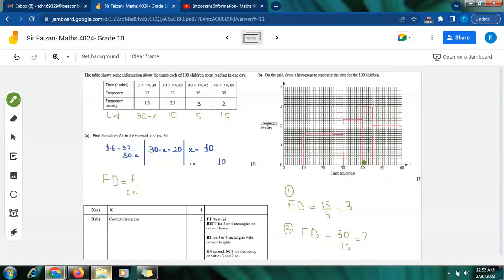The third is from 40 to 45, and the frequency density is 3. So I will go up to 3, and since it is from 40 to 45, I will drop it at 45. This is the third bar. For the final bar I have the interval between 45 to 60, and the frequency density is 2. So this is the final bar. This is the value of 2, and this is from 45 to 60. So this is my last bar. I have to drop it to 60. So that was the histogram, and that was the value of x.